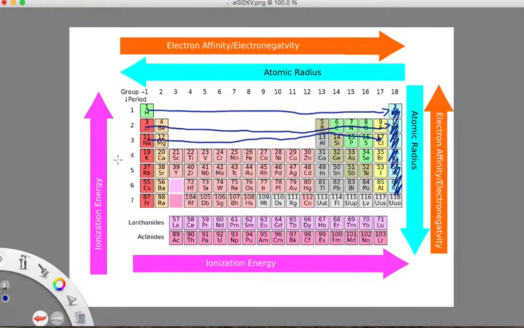What? That's crazy. You go from left to right here, and you're going to get smaller and smaller until it gets the smallest at fluorine? Yeah. Now let's think about why that happens.